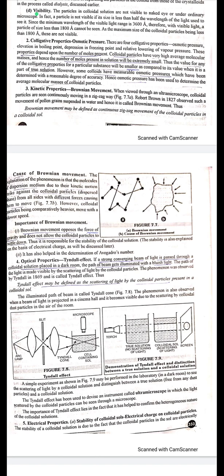When viewed through an ultramicroscope, colloidal particles are seen continuously moving in a zigzag way. Robert Brown in 1827 observed such a movement of pollen grains suspended in water, and hence it is called Brownian movement. Thus, Brownian movement may be defined as a continuous zigzag movement of the colloidal particles in a colloidal sol.